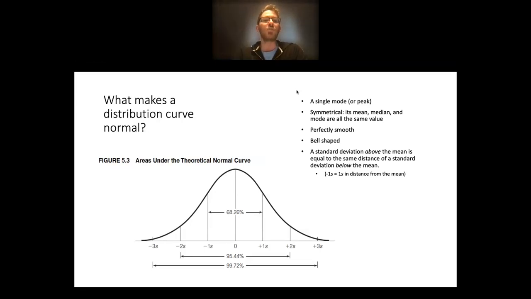What makes a distribution curve normal is that a standard deviation above the mean is equal to a standard deviation below the mean. It's the same distance. It's required to be symmetrical, right? If it was skewed in any way, a standard deviation above the mean would not be the same as a standard deviation below the mean.